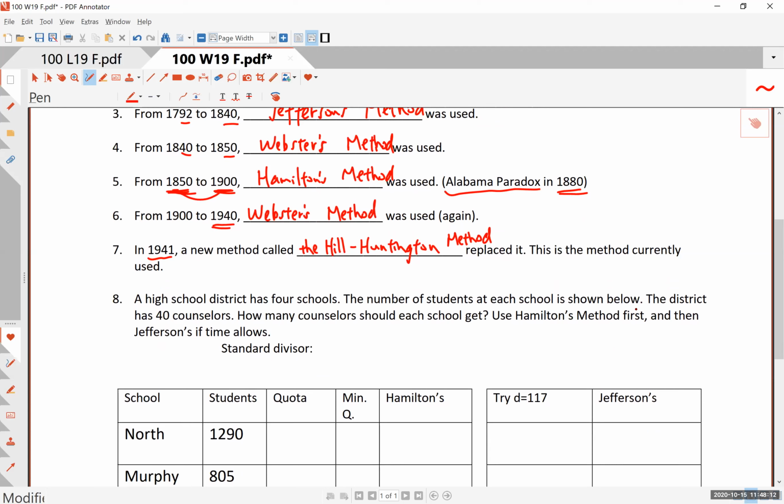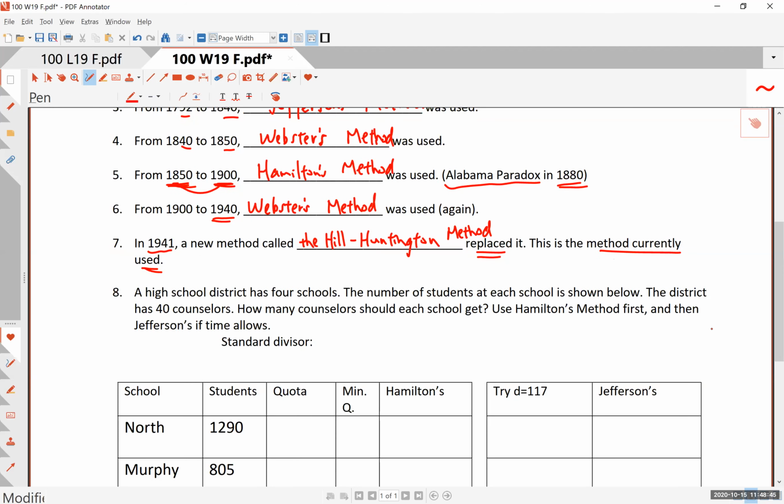I believe it's also mentioned in the book. You can even look up the Hill-Huntington method online, and you can find that this actually uses what is known as the geometric mean as opposed to the average or the arithmetic mean to figure out these things. It really favors the smaller states. The Hill-Huntington method replaced the Webster method, and this is the method currently used today, in 2020. It is a little more complicated than the other methods, but it is considered today the best method to determine how many representatives each state is supposed to get.